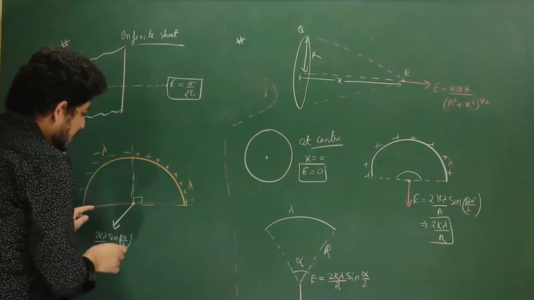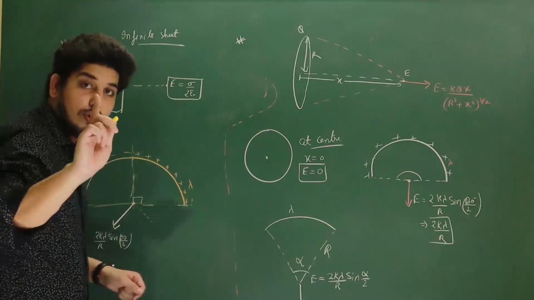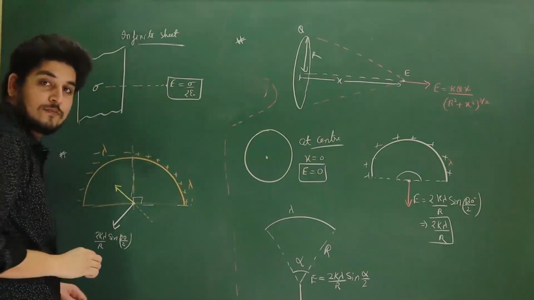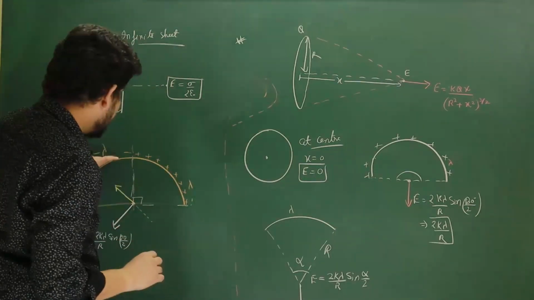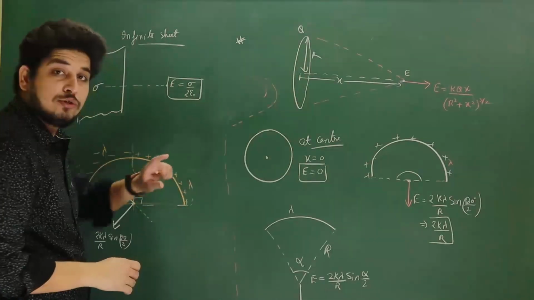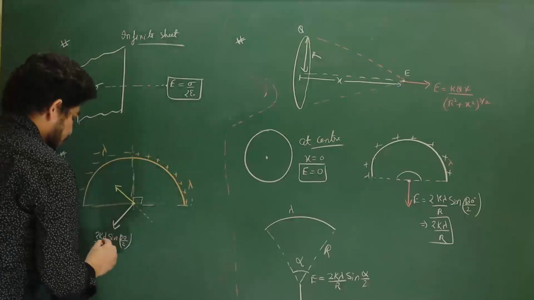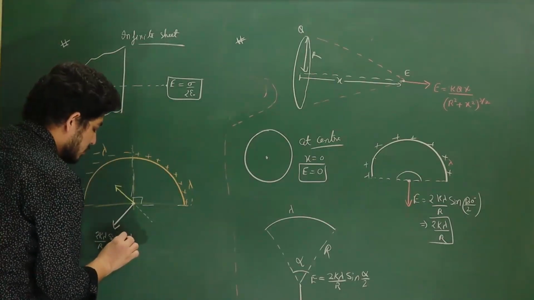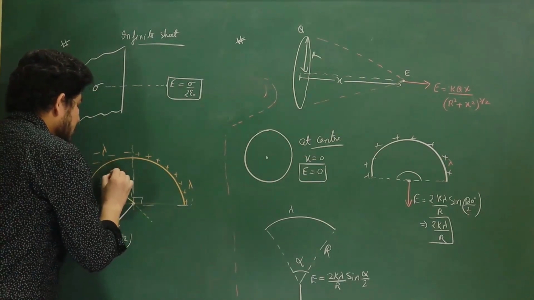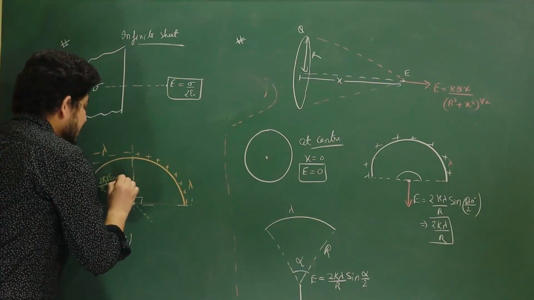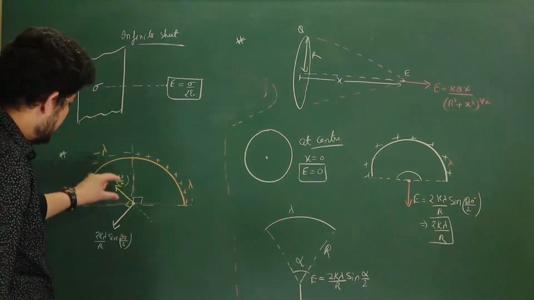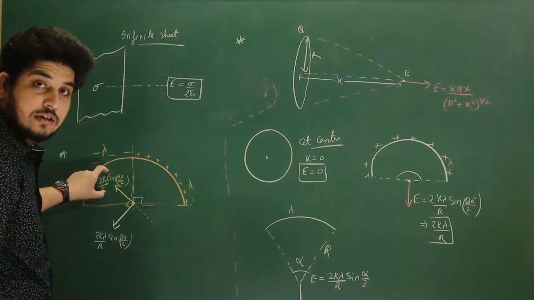Similarly, for this particular part, the electric field will be in this direction, because this is negative charge. Whenever you see a negative charge, you just put the direction of the electric field opposite to what you would use in the case of positive charge. So here also the value will be the same, 2k lambda by r and sine 90 by 2. Now you just have to put the values of these two and solve.